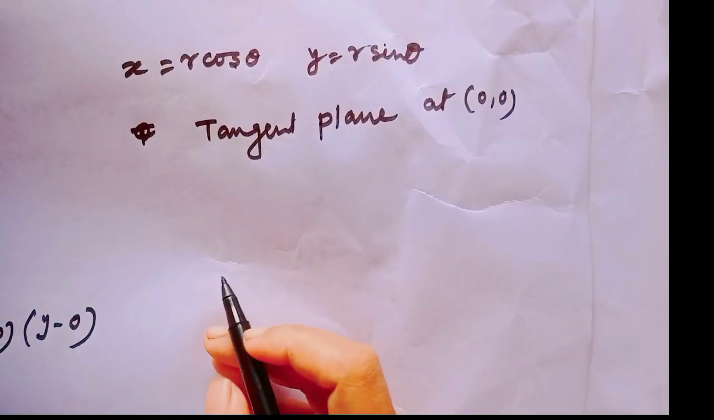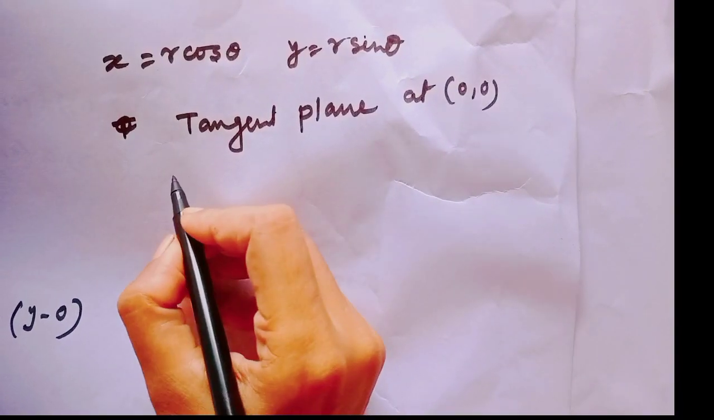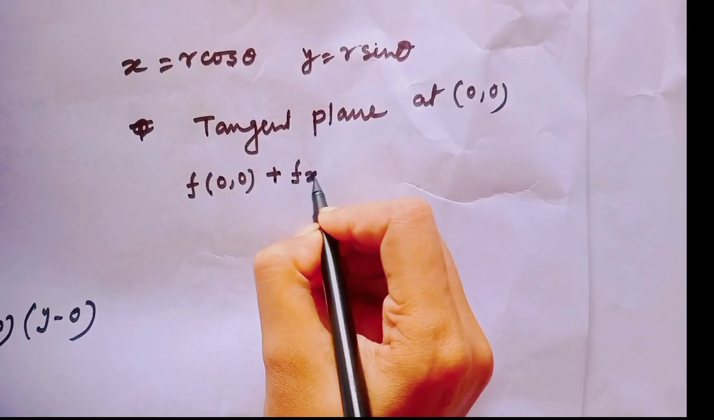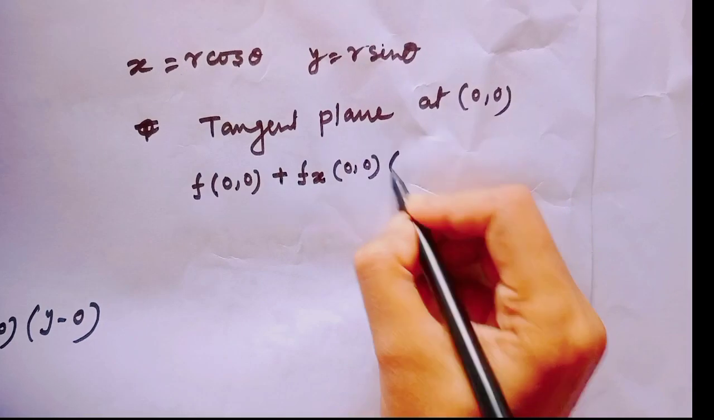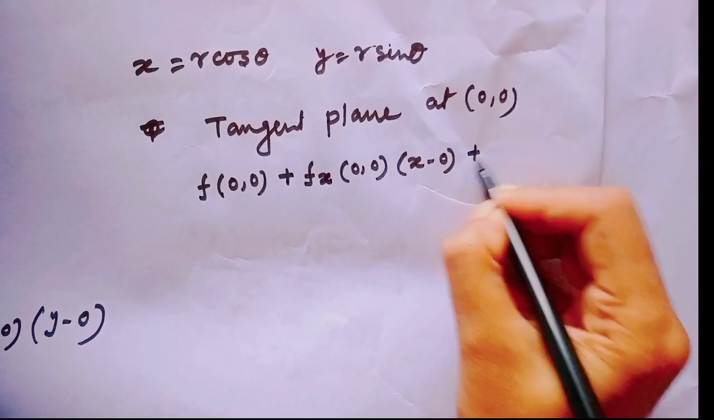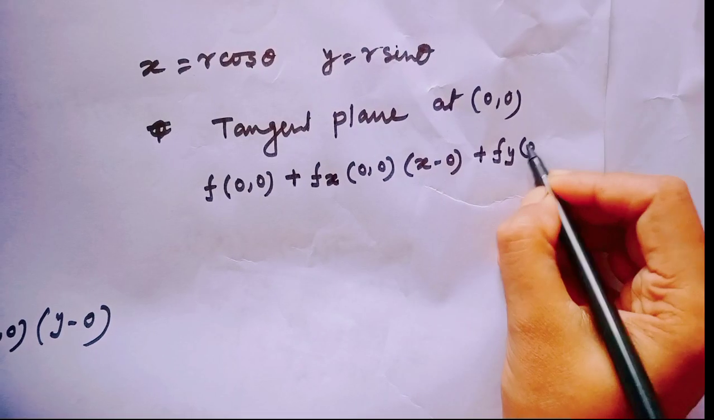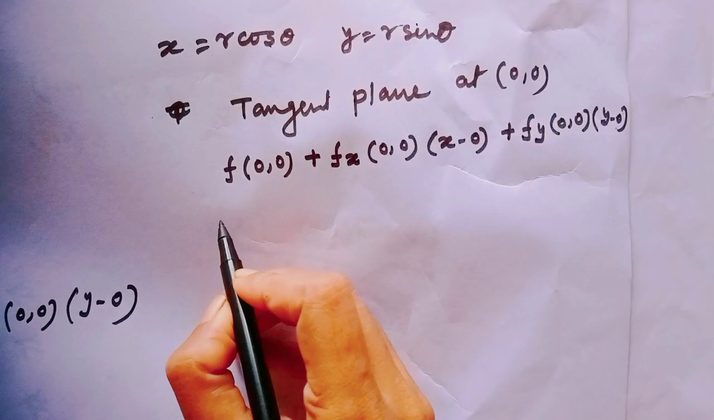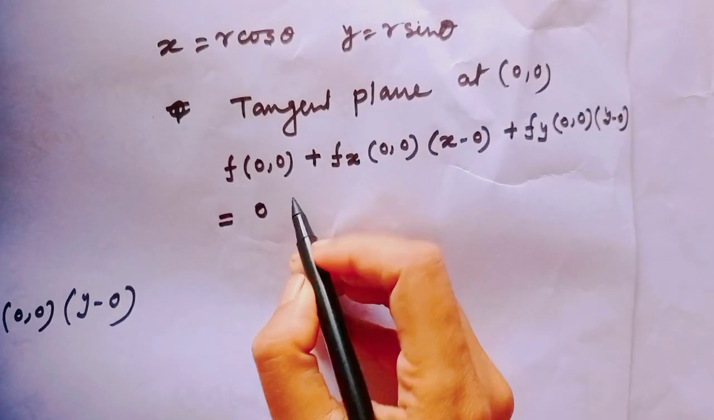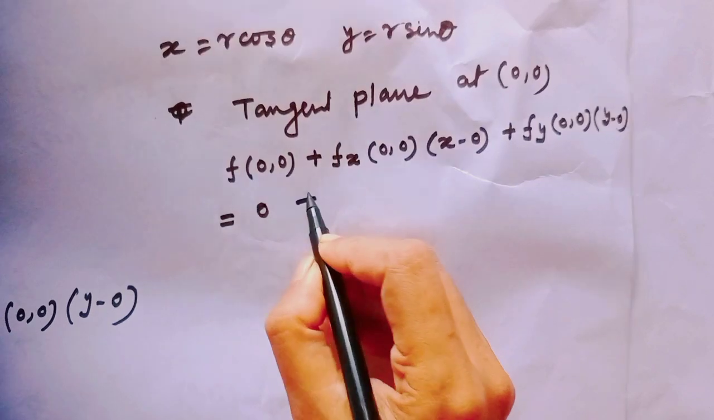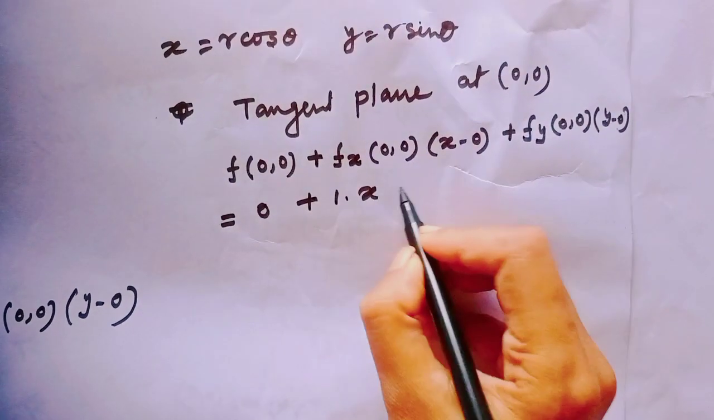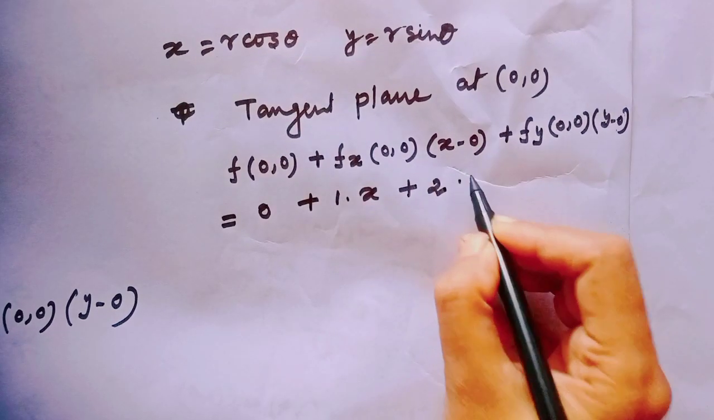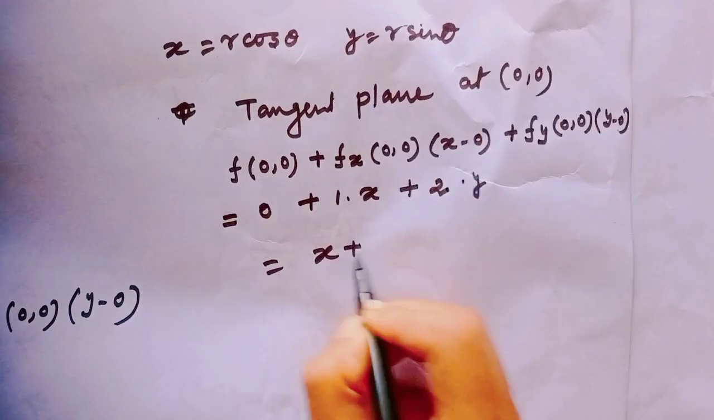And all of us know the formula of the tangent plane at (0, 0) would be f(0, 0) plus partial derivative with respect to x at the point (0, 0) times (x minus 0) plus partial derivative with respect to y at the point (0, 0) times (y minus 0). And this is equal to f(0, 0), which is 0, plus the partial derivative with respect to x, which is 1, times x, plus the partial derivative with respect to y, which is 2, times y. That means this is equal to x plus 2y.